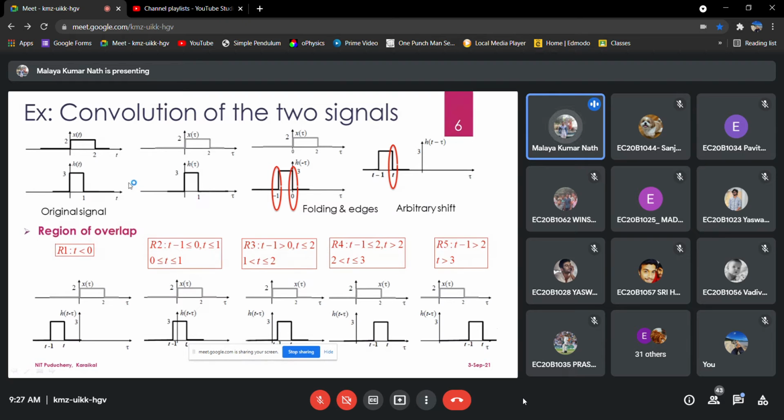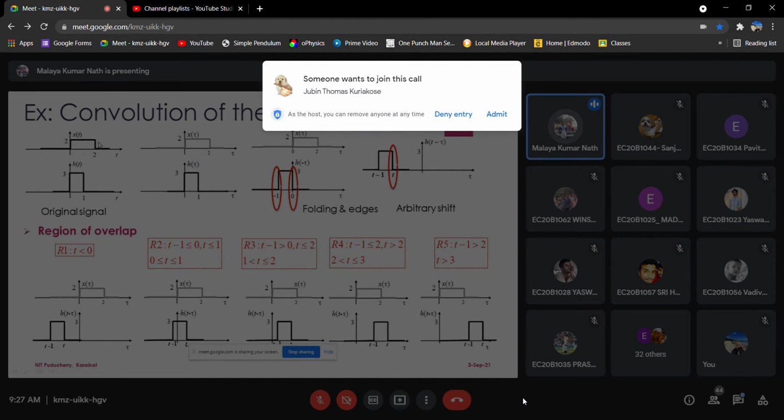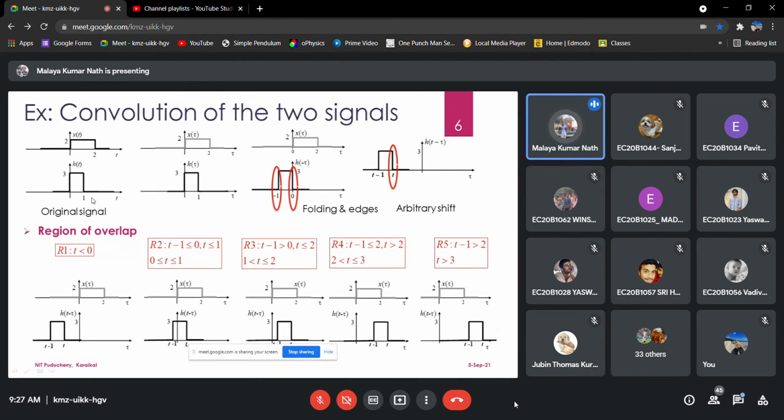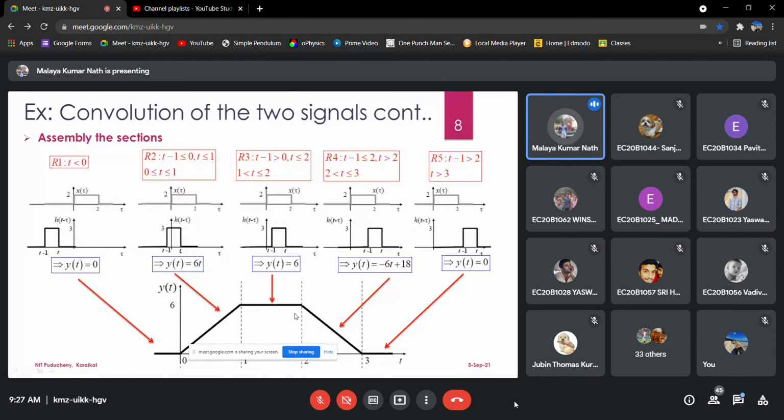In the last class we discussed a problem that is the convolution of 2 signals. In this case 2 signals have been taken, one is x of t, another is h of t. Both x of t and h of t are continuous signals, and they look like rectangular waveforms. So imagine that there are 2 rectangular signals like this, and we have to find the convolution of these 2 rectangular signals. When we do so, we land on a trapezoidal waveform. How we got the trapezoidal waveform, we discussed in the last class.